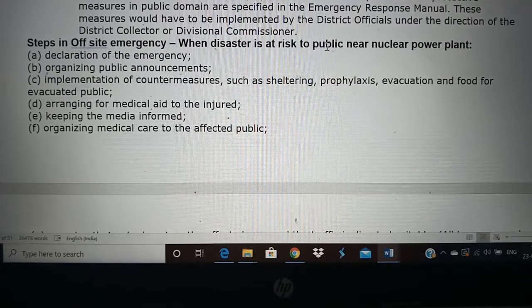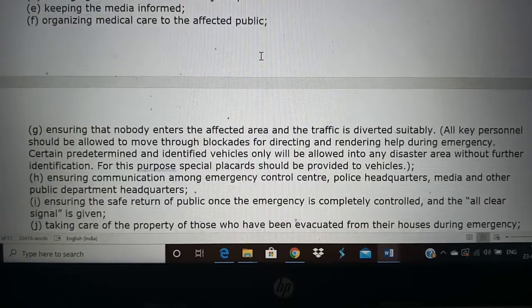And finally, the medical care for the affected public. The first medical care is for the injured people, and then for all the others who are not acutely ill, but even as a precaution, everybody undergoes a health checkup. So that is the next one.